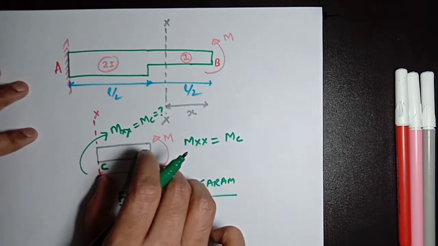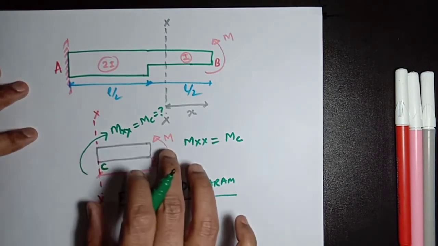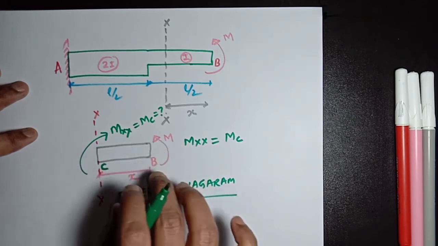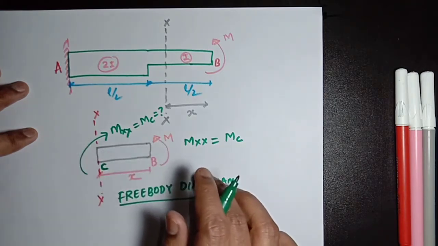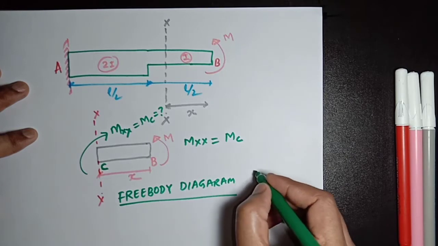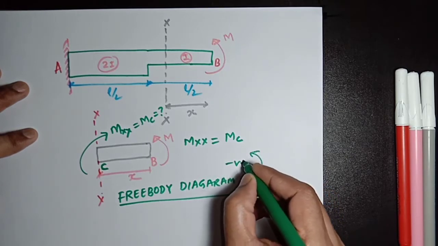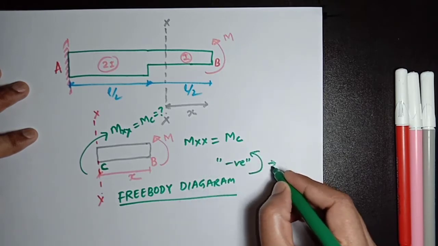This is the beam of length x having concentrated moment M at point B. As we see, as per our assumption, anticlockwise moment is negative. As per my assumption, we are taking it as negative.